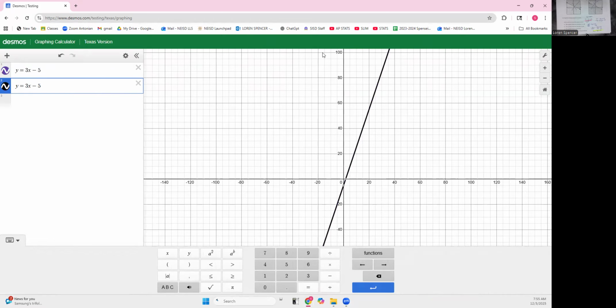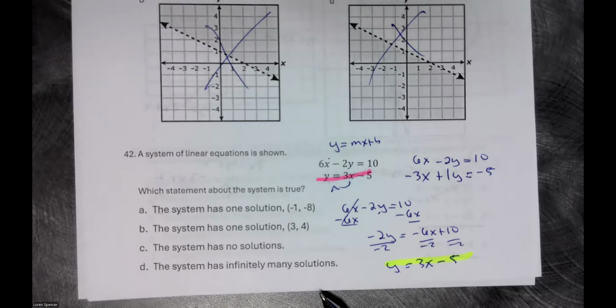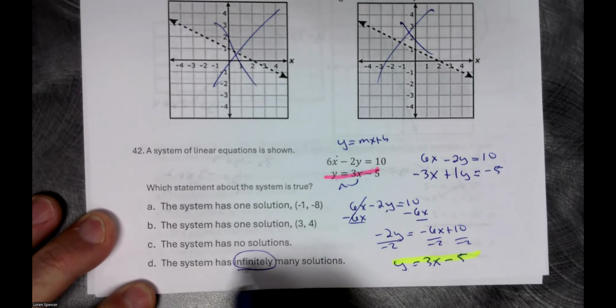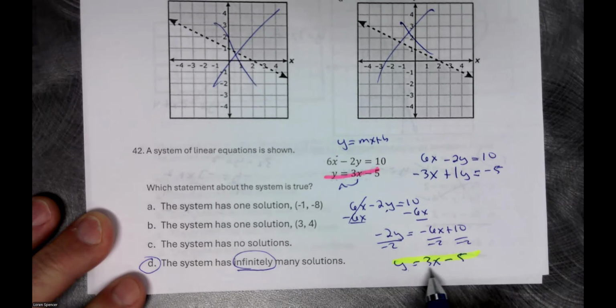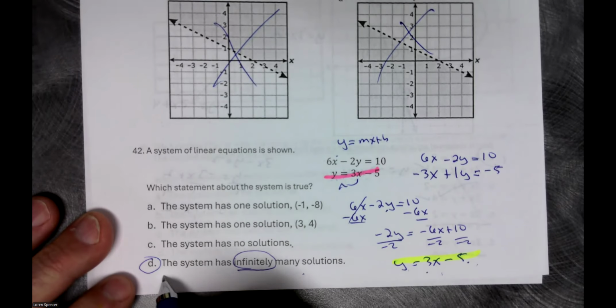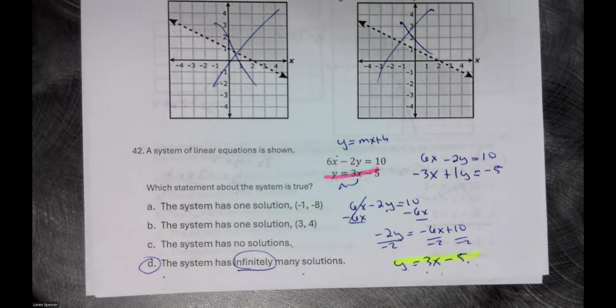And notice they lie directly on top of each other, which means they touch everywhere. And if they're touching everywhere, they have infinitely many solutions. So if they have the same slope, same y-intercept, infinitely many solutions. Parallel lines, no solutions. Otherwise, you have one solution. But the answer to 42 is infinitely many because they touch everywhere.